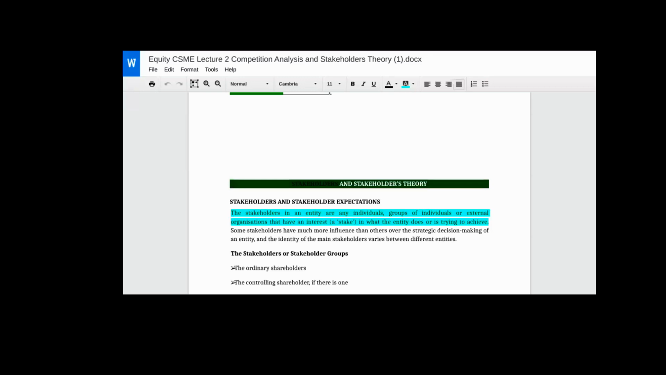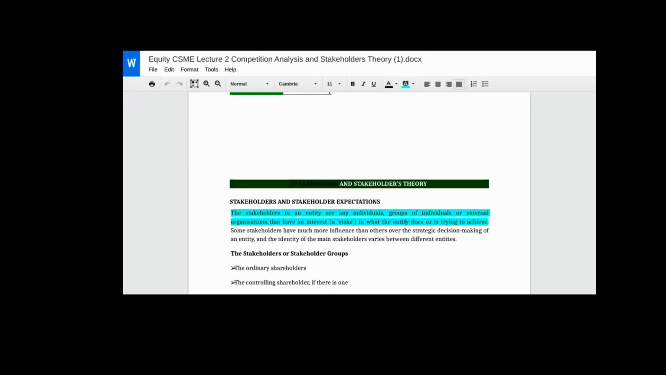Let's proceed. Stakeholders. Who are those people that we call stakeholders? Stakeholders are individuals or group of individuals that have a stake. That stake, spelled STAKE, means interest. So in your definition of stakeholders, just inform the examiner that stakeholders are individuals or group of individuals that have interests in the organization. And if you use the word stake, you are okay.